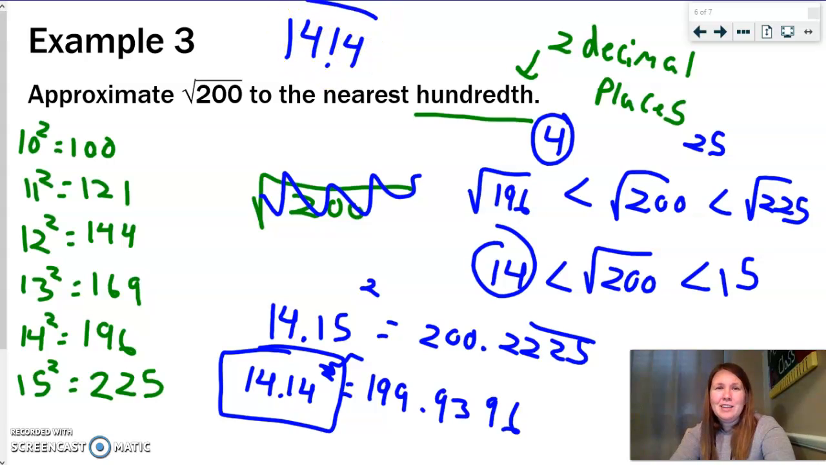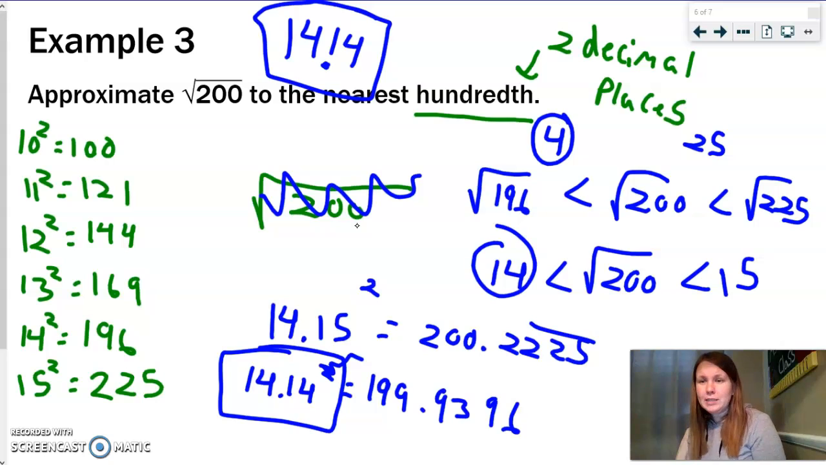And sometimes it just takes some estimating or guessing. We knew that it was closer to 14, and then I just come up with 2 numbers. It was closer to 14, and just kind of work your way through it.